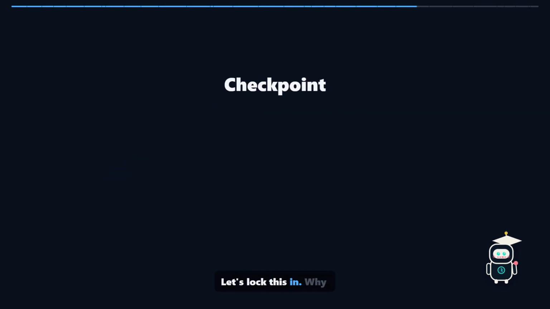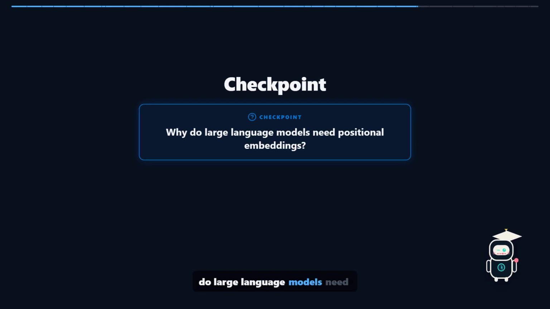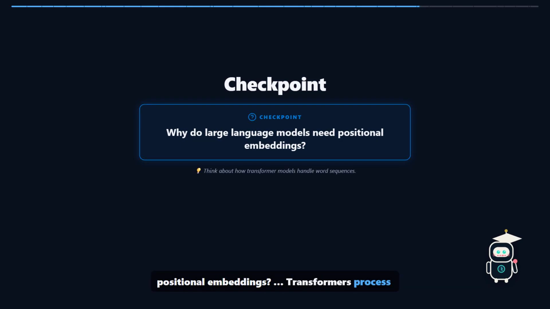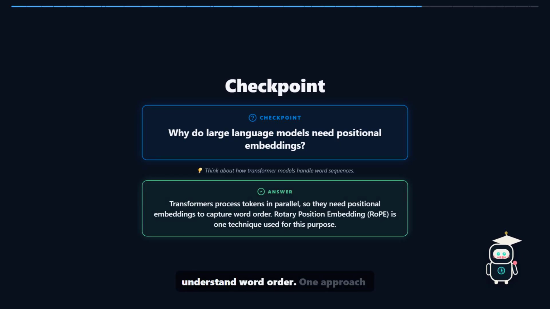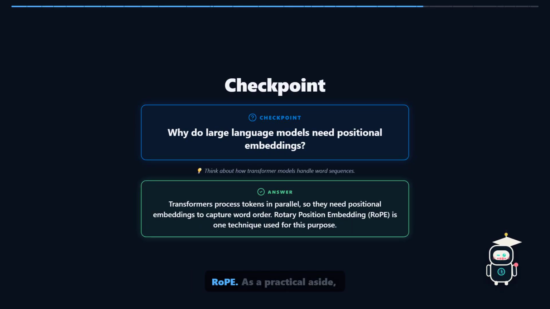Let's lock this in. Why do large language models need positional embeddings? Transformers process tokens in parallel, so they rely on positional embeddings to understand word order. One approach is rotary position embedding, or RoPE.